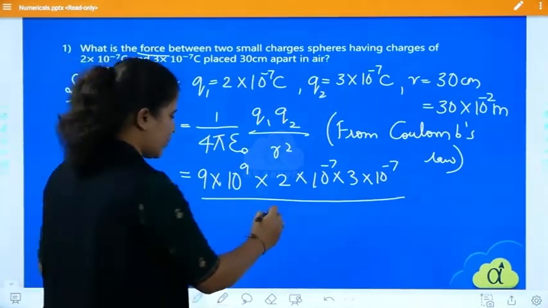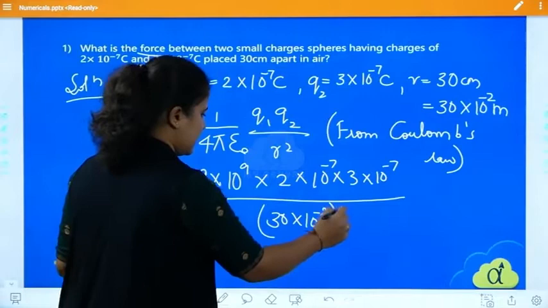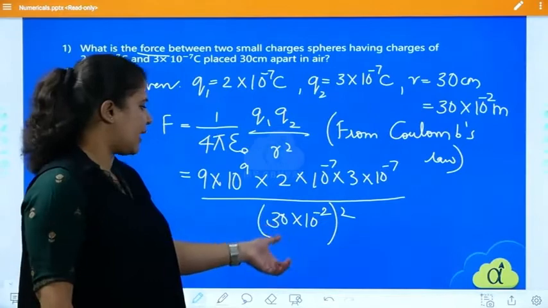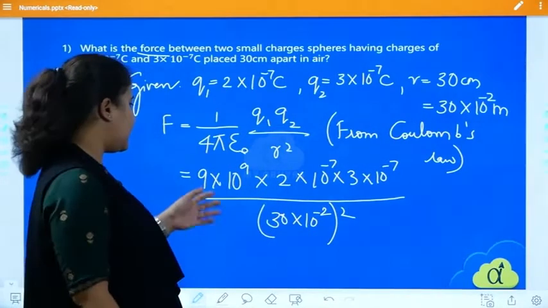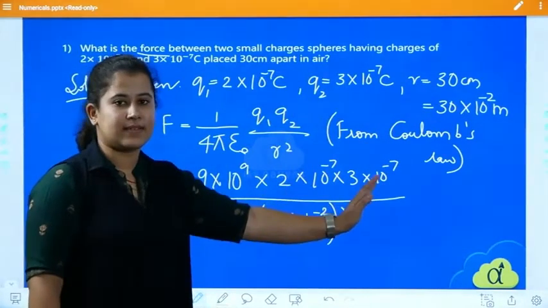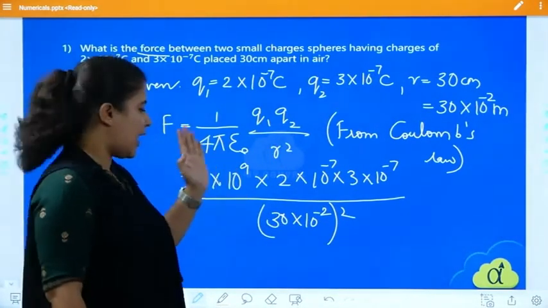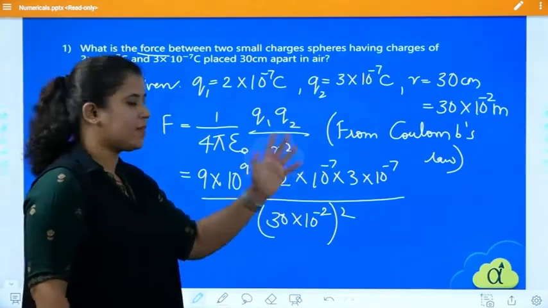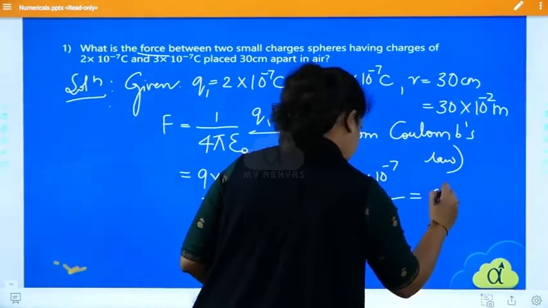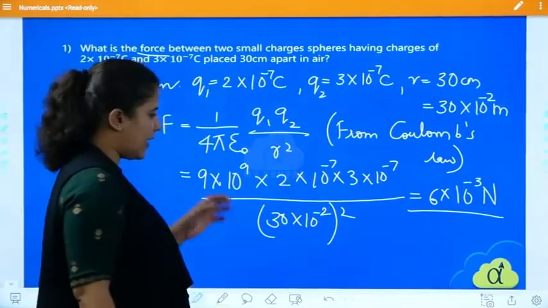What's the value of R square? It is 30 into 10 raised to minus 2, whole square. So overall when I solve this, what happens? This becomes 900 into 10 raised to minus 4, and here it is 9, this is minus 7 and this is minus 7. So minus 7 and minus 7 becomes minus 14, and then minus 14 plus 9 is minus 5, and then the denominator power goes up. Altogether, solving this, I'll get the answer as 6 into 10 raised to minus 3 Newton. So this is the answer after solving.